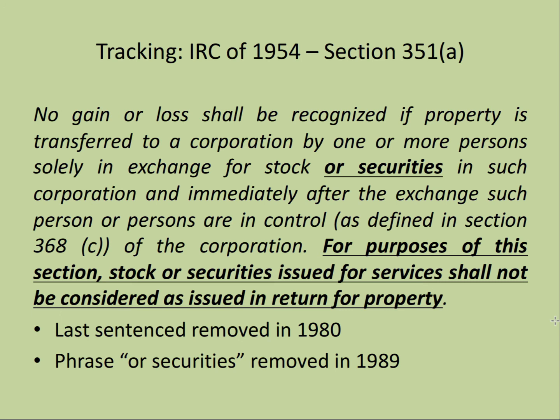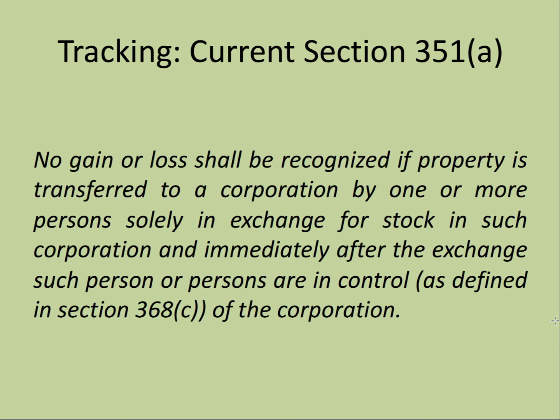I've underlined the areas that are not specifically in the code today, but they're still relevant. So it says stock or securities. The "or securities" was removed, but it still applies. The last sentence was also removed. For purposes of this section, stock or securities issued for services shall not be considered as issued in return for property. That still is the case. This applies to property, not services. Just like we talked about with section 1001, the definition of property, property is also in section 351, and we have to define that as well. Doesn't apply to services.